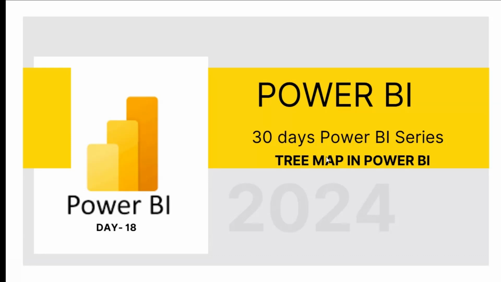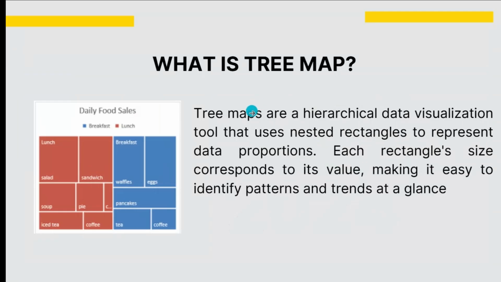This is a visually appealing way to display hierarchical data. Alright, so let's see what a tree map is. Tree maps are a hierarchical data visualization tool that uses nested triangles to represent data proportions, as you can see in the image here on the left side. Each triangle's size corresponds to its value, making it easy to identify patterns and trends at a glance.